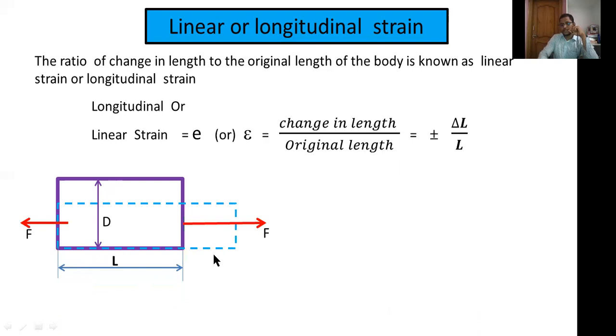Now I am applying tensile loads on this body. Then the length of this object increases like this. The increase in length is called change in length, that is delta L. And the diameter of this component may decrease due to the tensile loads. The difference in diameters is called change in diameter. So this one is the change in diameter, and this one is the change in length.